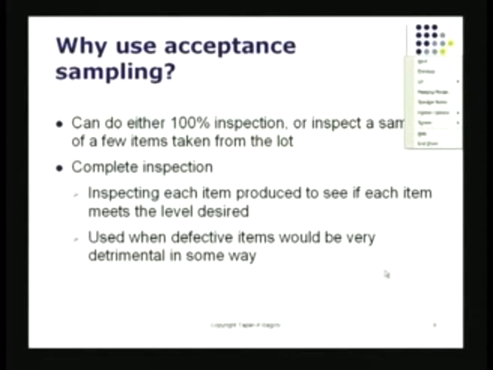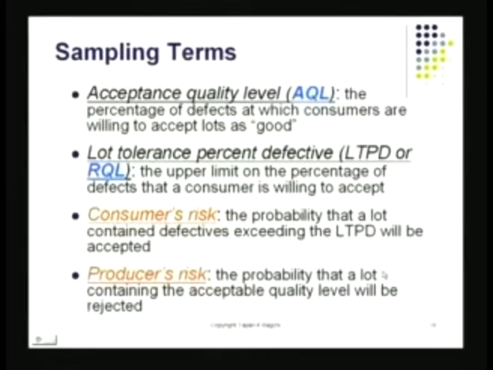It's also possible that when I do my inspection, I am not able to really decide whether to accept the lot or to reject the lot if I have no basis to compare that quality to something. So you've got to have benchmark quality levels.